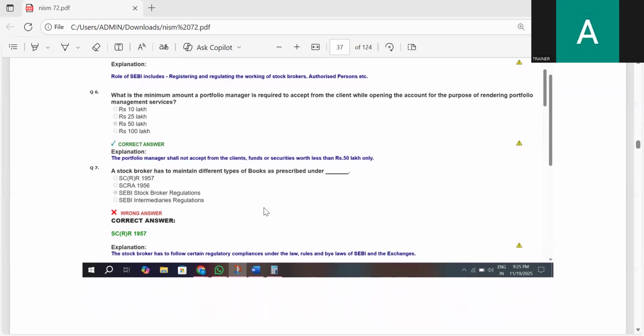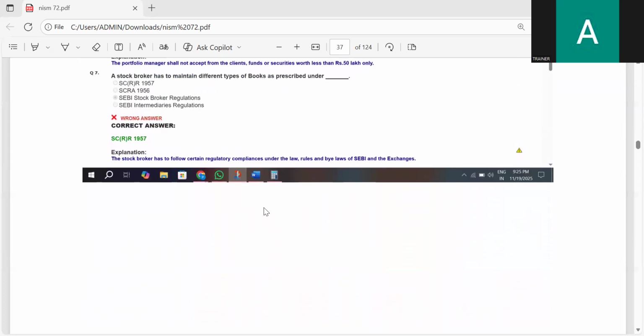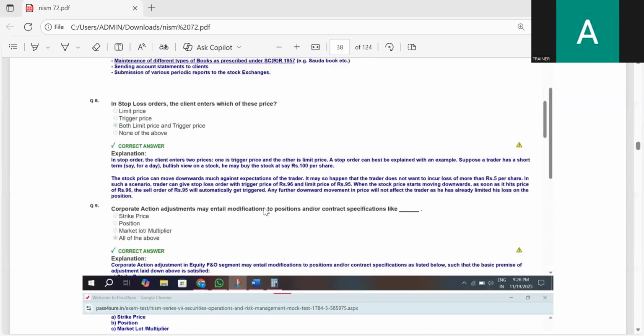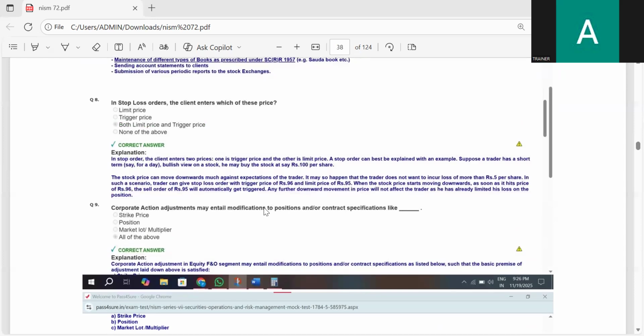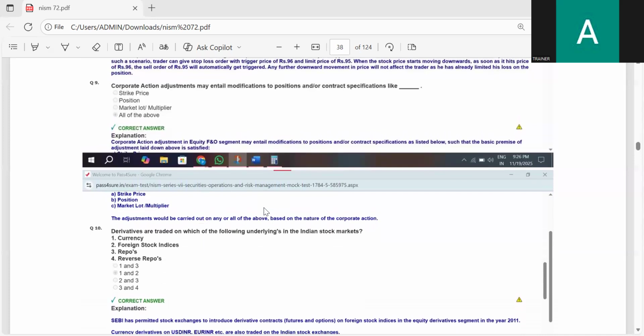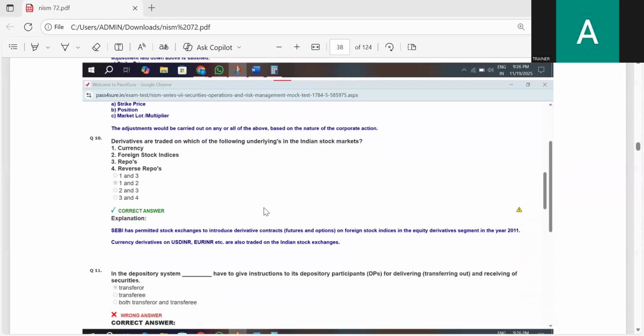A stockbroker has to maintain different types of books as prescribed under SCR R 1957. In a stop loss order, the client enters with which of these price? Both limit price and trigger price. Corporate action adjustment may entail modification to positions and or contract specifications like strike price, position, market lot multiplier, all of them. The correct answer is all of the above.